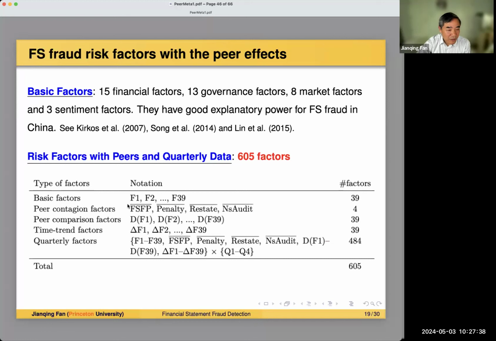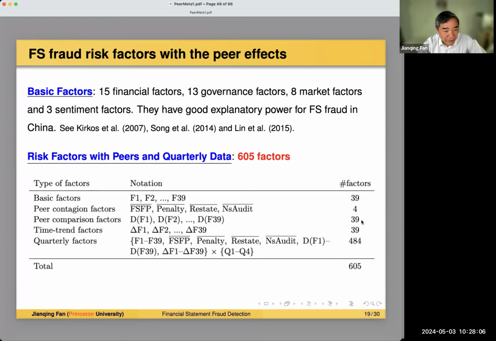Now, each of those has a peer, so I can calculate a peer average. So this is representing the peer's average. And now I calculate how each individual firm differs from the peer average. That basically shows you are above or below the peer average in terms of those financial factors.